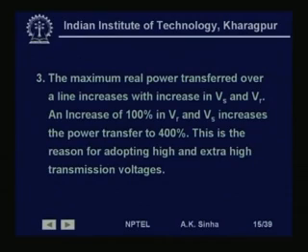The third inference that we can derive from this relationship is that the maximum real power transferred over a line increases with increase in Vs and Vr, that is the sending end and the receiving end voltage. An increase of 100% in Vr and Vs, that is if we double the voltage level of the transmission line, then the power transfer increases to 400%. Sorry, if the line was able to carry 100 MVA, now if we double the voltage, it will be able to carry 400 MVA. And this is one of the main reasons why we keep going for higher and higher voltage levels when we want to transfer more and more power.